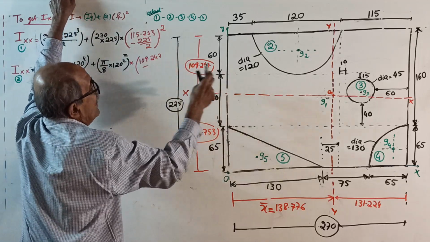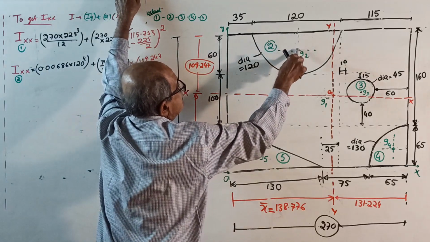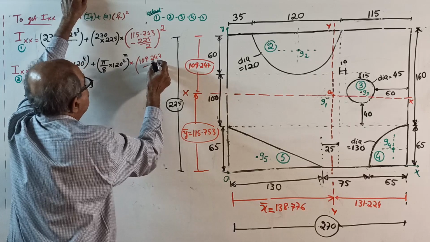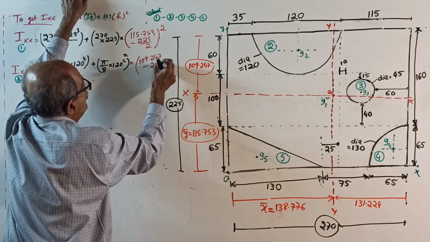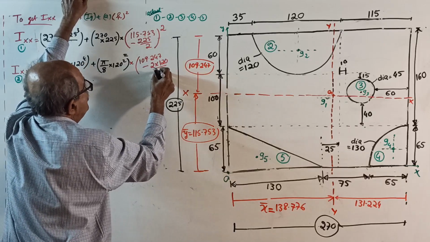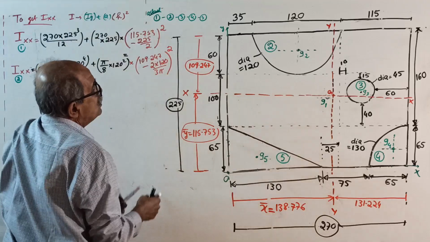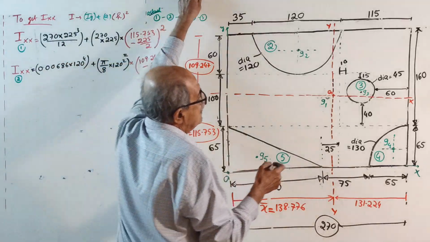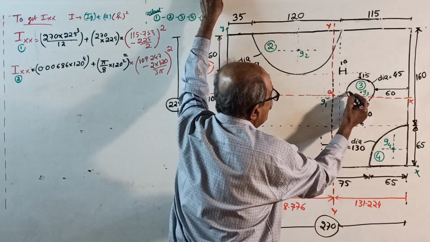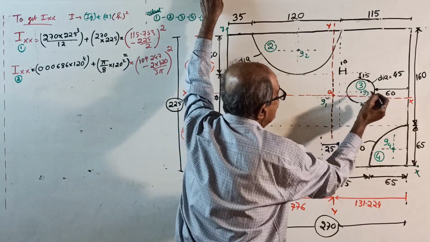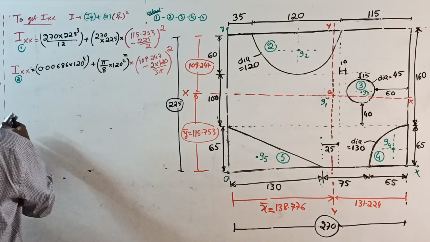109.247, subtract this distance, that is 2d by 3 pi. 2 into diameter is 120 divided by 3 pi, whole square. You write horizontally for 2. Come to 3. Its own centroidal axis is parallel to the x-axis here. Circle.